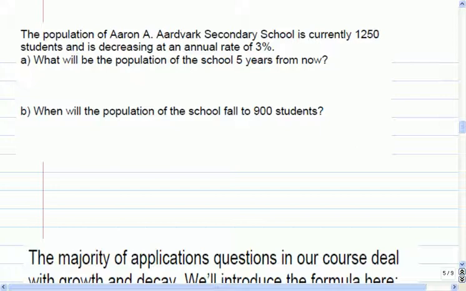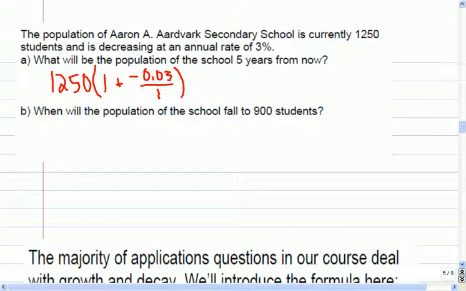That's exactly right. So when we're decreasing, when we fill in the formula, it's going to be 1,250 students that we start with, and it's 1, but it'll be a negative because we're decreasing at 0.03, and it's annually, so it's just 1, and 1 times 5. You don't need to put that in there, but it helps remind you not to forget about that n.